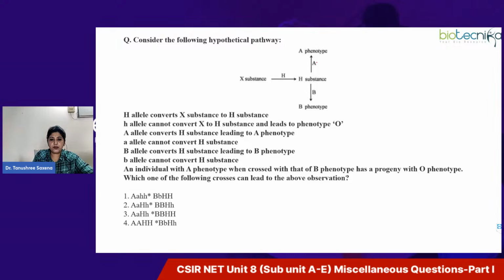If instead of this you have this allele, the pathway will be blocked. If the B allele is present, it converts H substance to B phenotype. But instead of this dominant allele, if you have a recessive allele, it cannot convert the H substance to B phenotype. Now, an individual with A phenotype is crossed with an individual with B phenotype, and they lead to a progeny with O phenotype. So, which one of the following crosses can lead to the above observation?